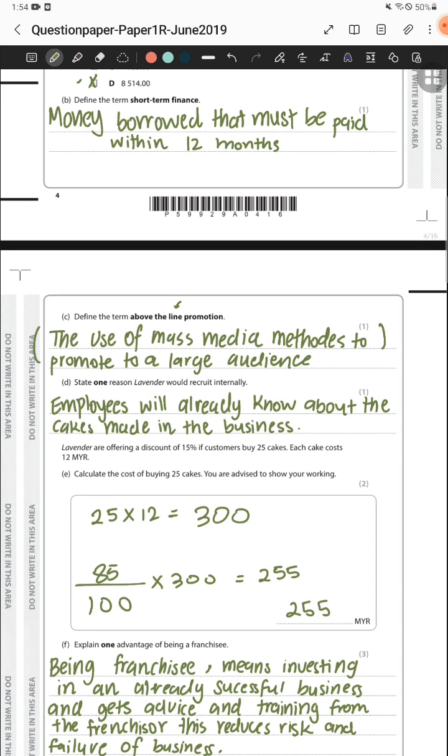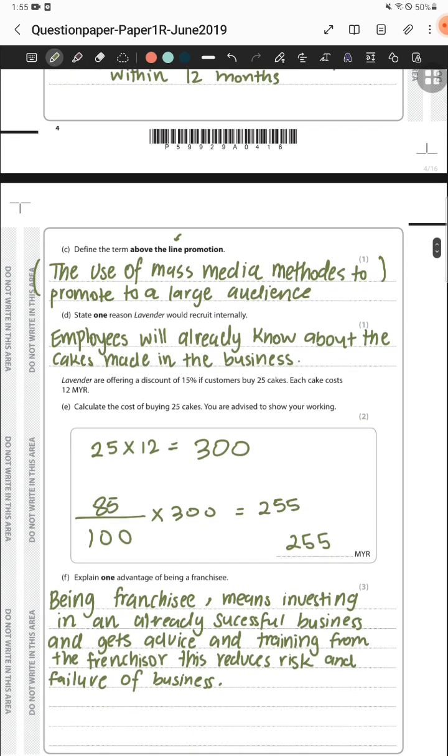Now, state one reason Lavender would recruit internally. Okay, there's many, but this is my answer. Employees will already know about the cakes made in the business. You can write it saves time for Lavender. You can write they're more trustworthy. If you were to recruit internally, you already know your employees, so you don't have to make background checks on them. You don't have to have an interview, or you don't have to have training. So sometimes in emergencies, recruiting internally is better.